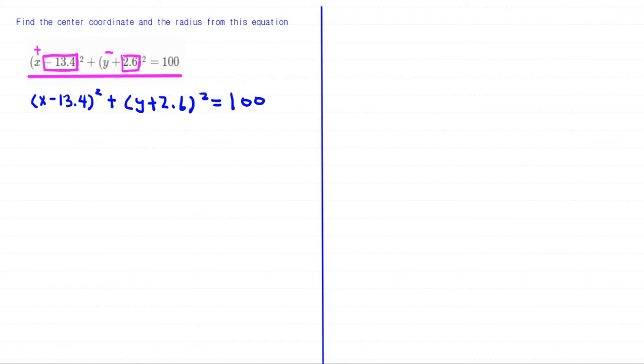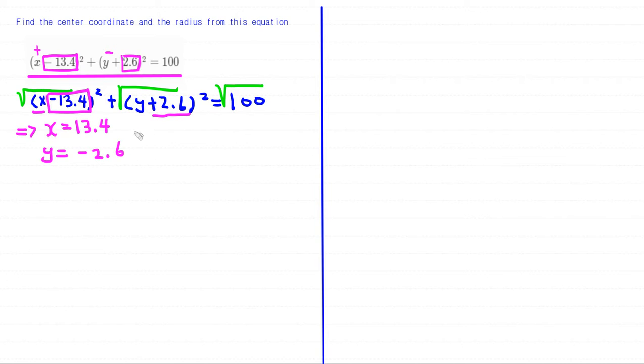As we have learned, we need to take the square root of every term in order to simplify the squares and find the values of each term. So x is equal to 13.4, which is the opposite of negative 13.4. And for y, it should be the opposite of positive 2.6, which is equal to negative 2.6. We have learned this last time, and this is our center coordinate.